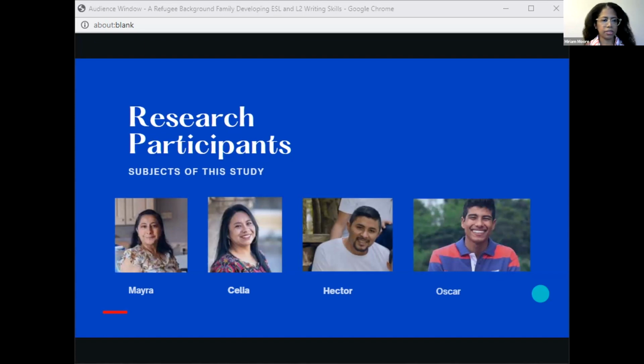So this is the timeline for the project. I started in February of last year, and I'm currently in phase 7. And in this next slide, my data collection methods included observations from one-to-one, face-to-face English lessons that I had with Celia, Maida, and Hector, and writing samples from all participants, and interviews with Maida and Oscar, and conversations with Hector and Celia. The conversations were more informal and the interviews were semi-structured interviews.